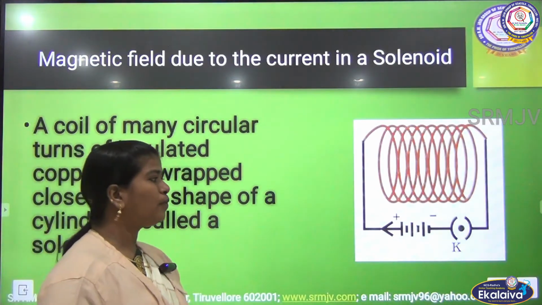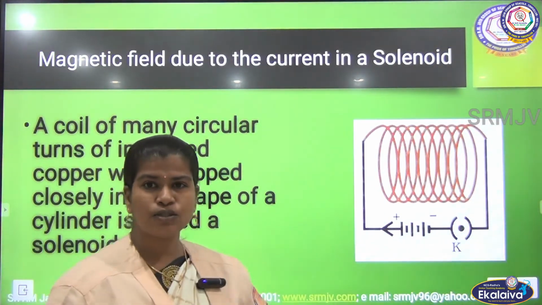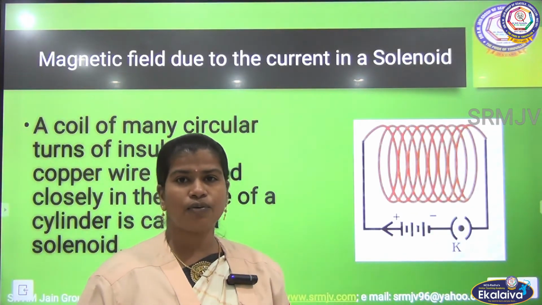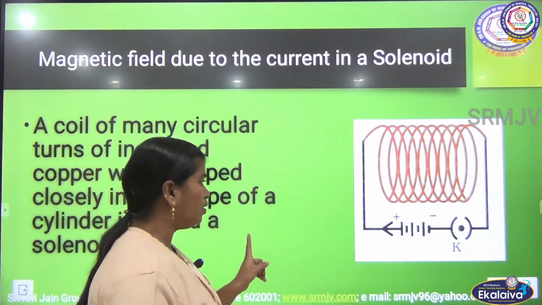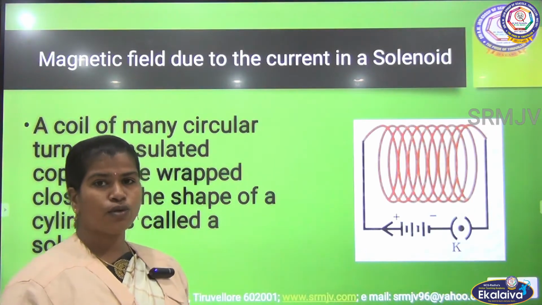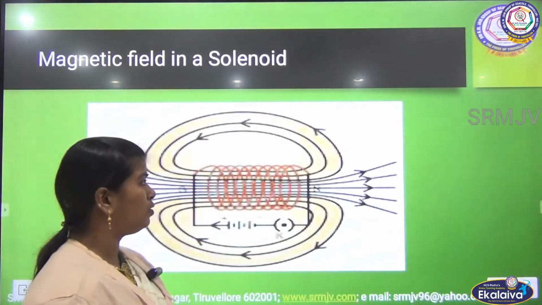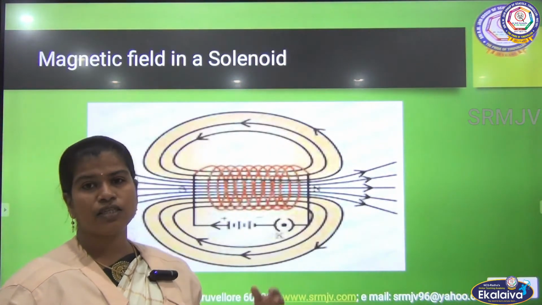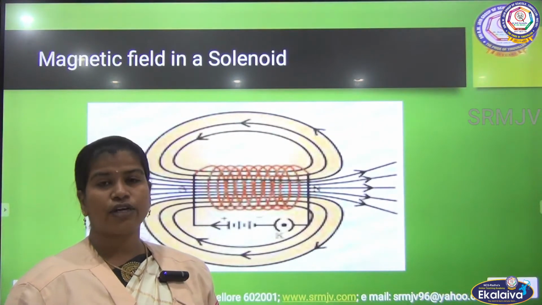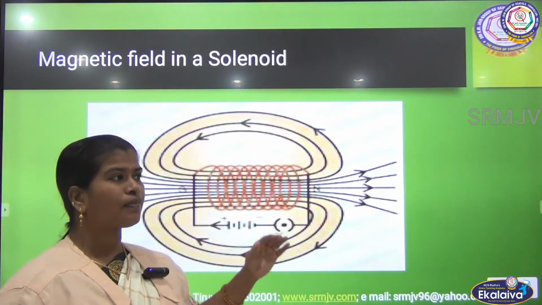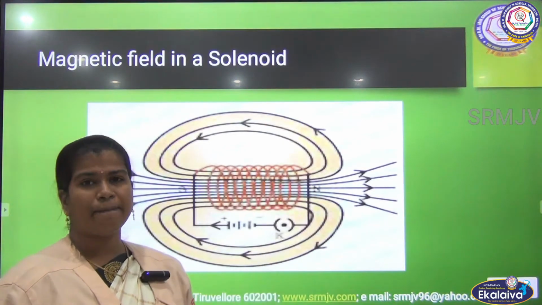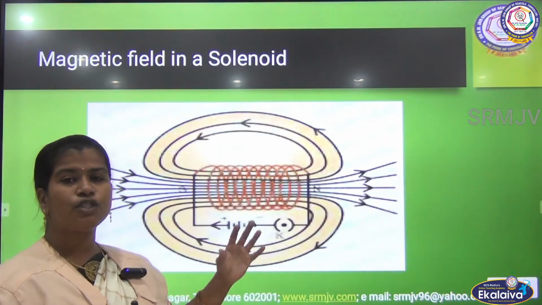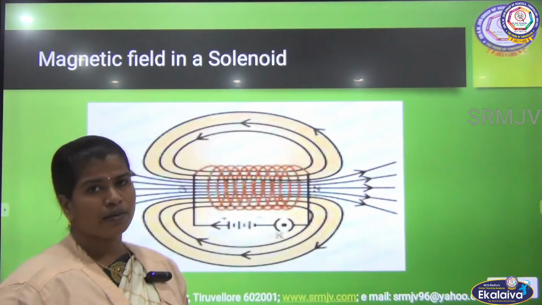Now, what I am going to do is allow the current to pass through that. If the current passes through it, what would be the magnetic field around it? Let me show you how the magnetic field is produced. This is how the magnetic field will be produced. Can you guess what it looks like? Yes, you have guessed correctly. It is like a bar magnet. The pattern produced here is similar to the bar magnet.